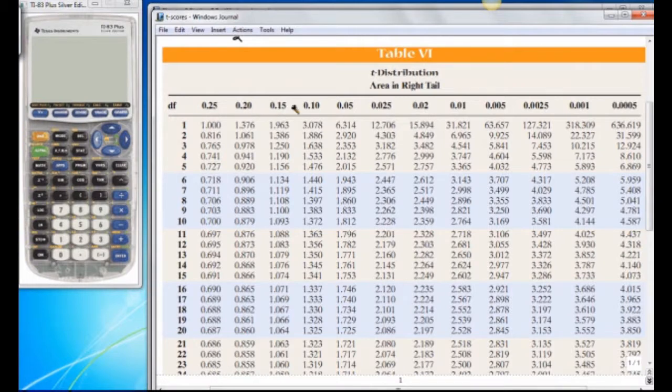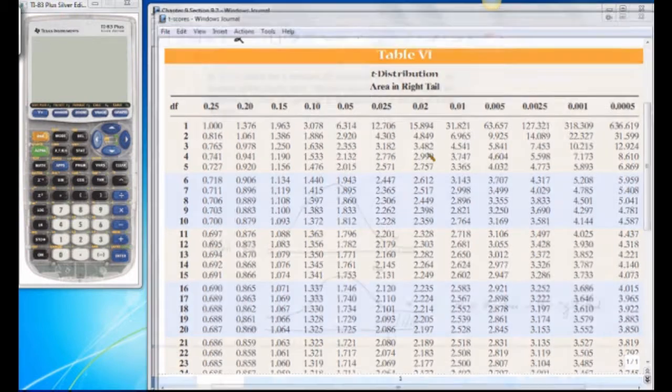This one gives us the area in the right tail across the top, and what's in the body this time are the actual t-scores. So it's totally different than the normal distribution. In the body of the normal distribution table was the area, and along the sides were the z-scores. Alright, so let's look at an example of how we're going to use this.